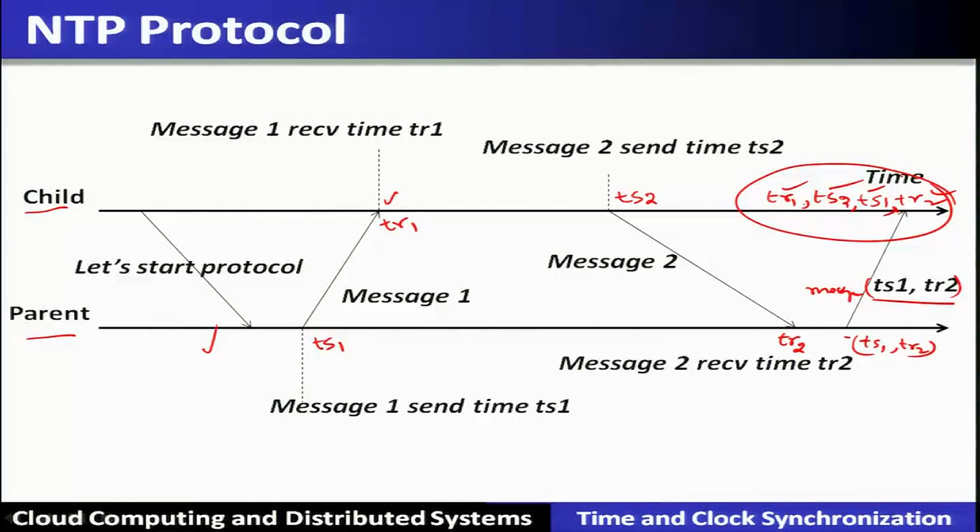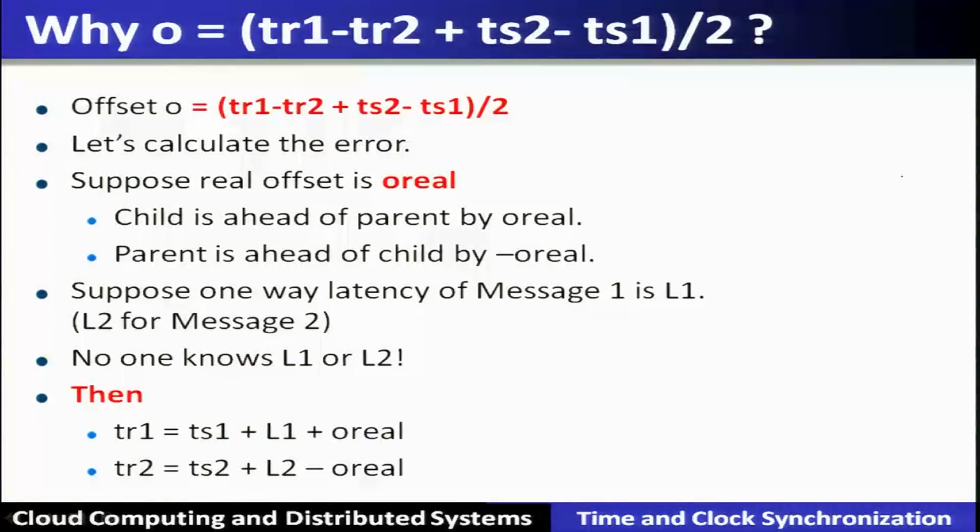Let us see how the Network Time Protocol uses all 4 values to synchronize the clocks. Using these 4 values, it will calculate the offset O using this formula: Tr1 minus Tr2 plus Ts2 minus Ts1, divided by 2. Let us see how this offset value is calculated.